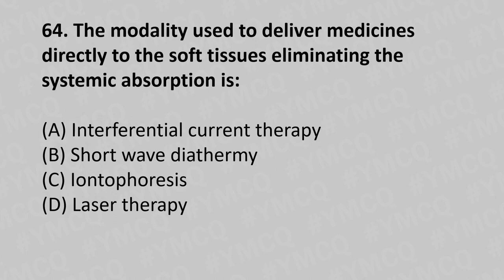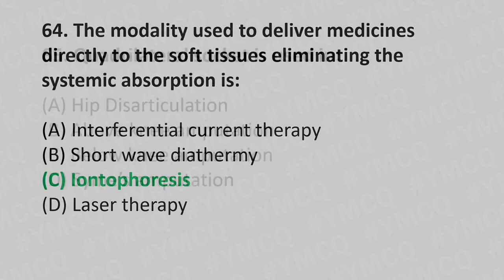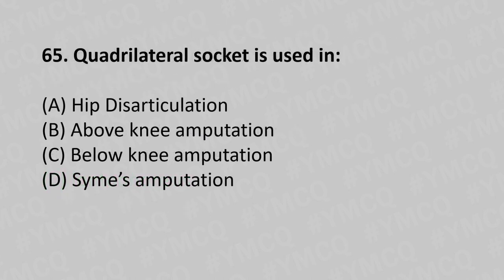Moving to our 64th question, the modality used to deliver medicine directly to the soft tissue, eliminating the systemic absorption is Option A, interferential current therapy. Option B, shortwave diathermy. Option C, iontophoresis. Option D, laser therapy. And the answer is Option C, iontophoresis.